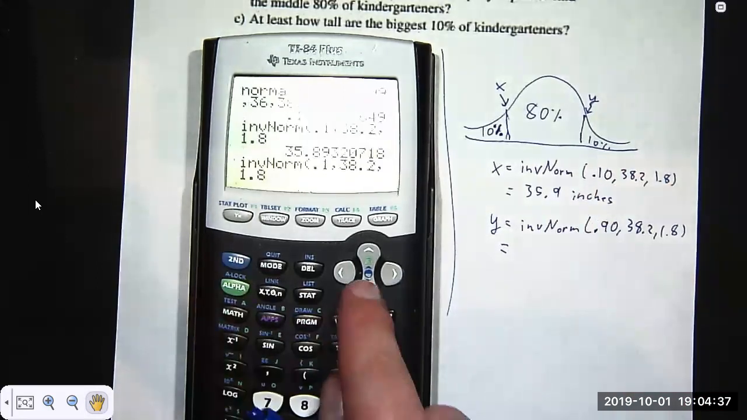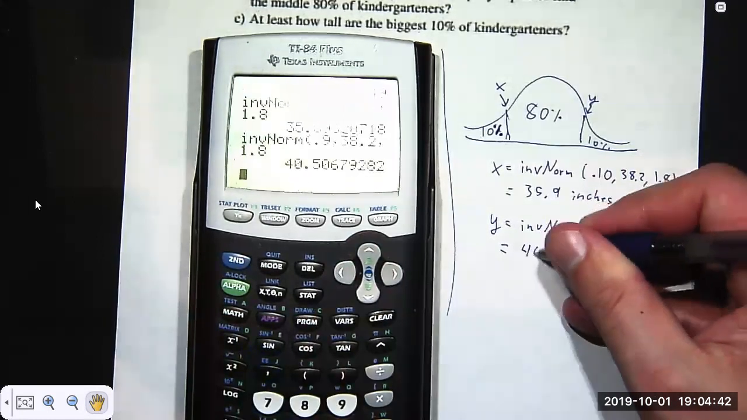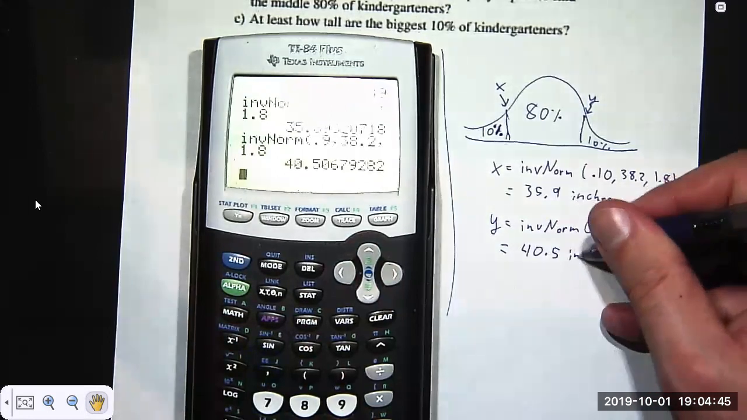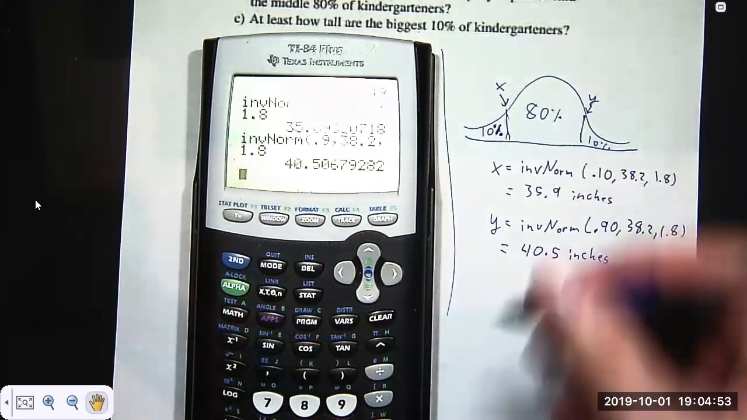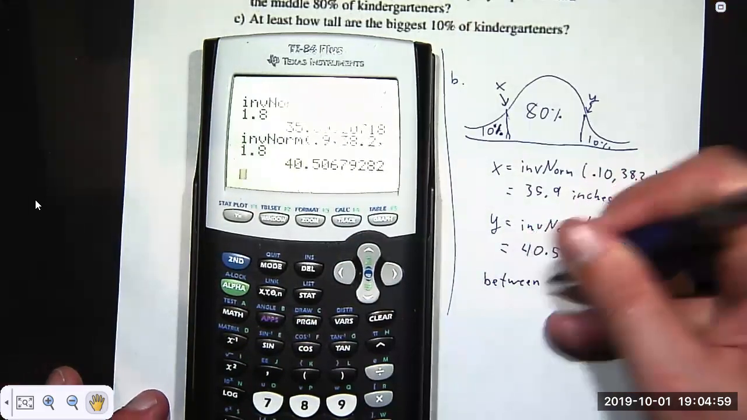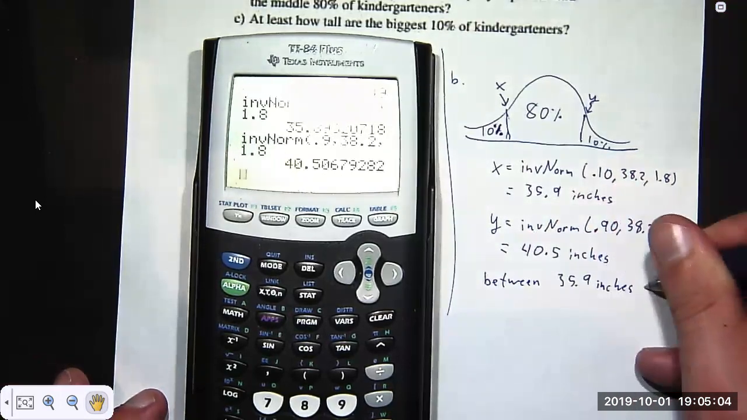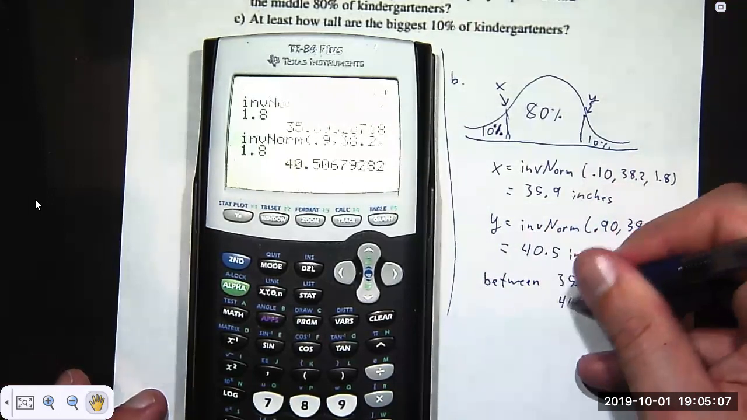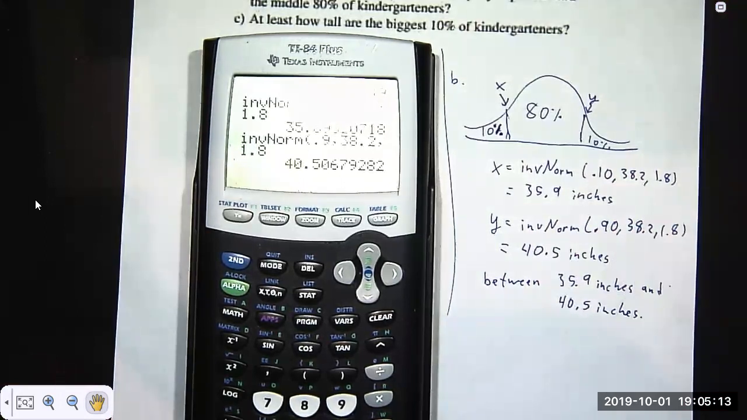And let's just put in 0.9. And you get 40.5 inches. All right. Any questions with that? So the answer to the question for B would be between 35.9 inches and 40.5 inches. All right. That's where you'd expect the center, the middle 80% of the kindergarten to be.